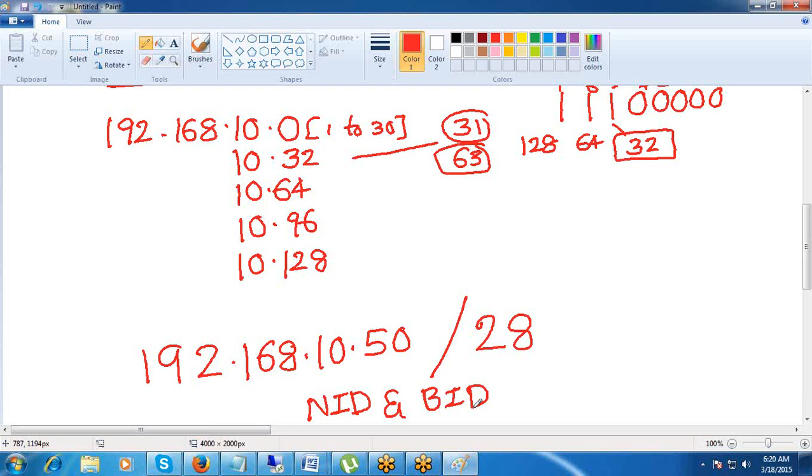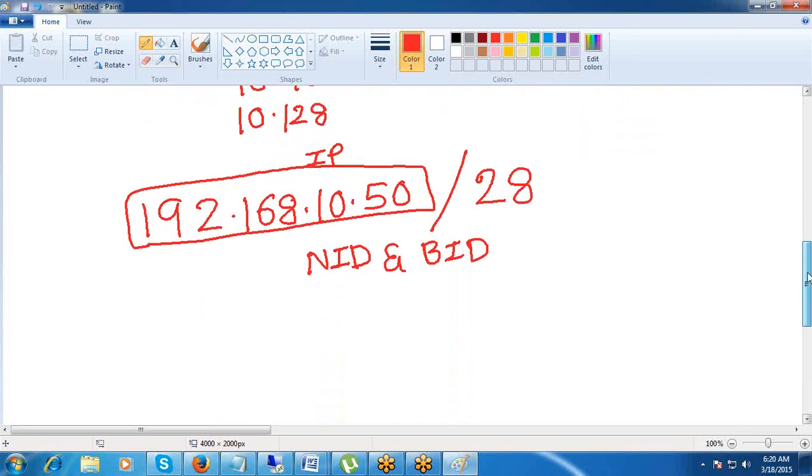What IP address have I given? 10.50, right? Yeah, 10.0 is the network ID. 10.50 is the IP address I have given. For this IP address, what is the network ID and broadcast ID? 4 bits. So 4 bits means 32, 16, 10.0.